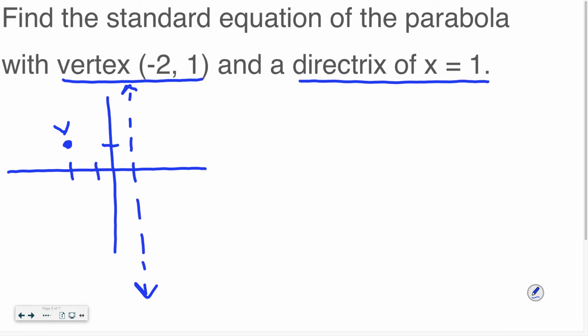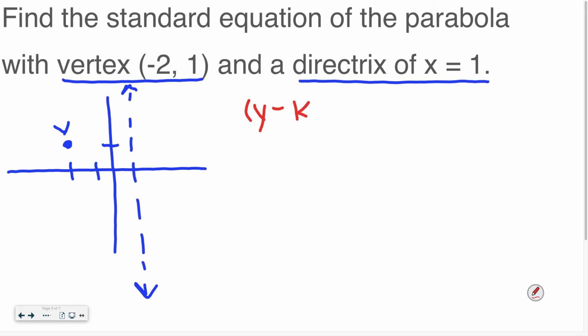Okay, so there's our vertex, there's our directrix. If we have a vertex at (-2, 1) and a directrix of x equals 1, I want you to think about the direction that this parabola is going to open. Monique, what direction do you think it's opening? Okay, we have to open away from our directrix, so it's going to open to the left, which means two things.